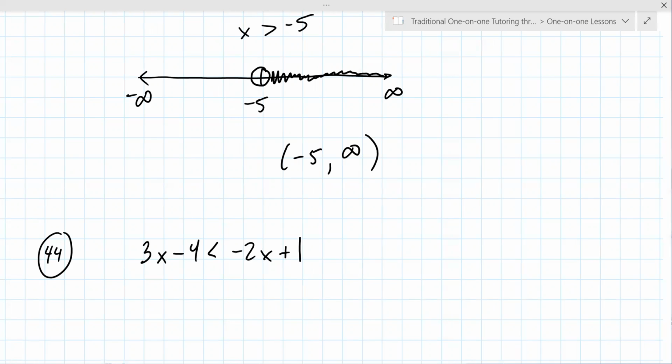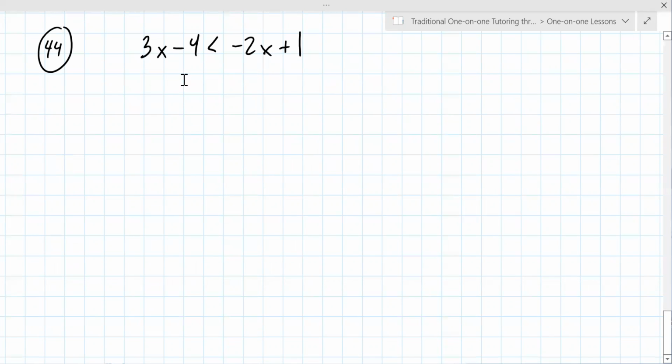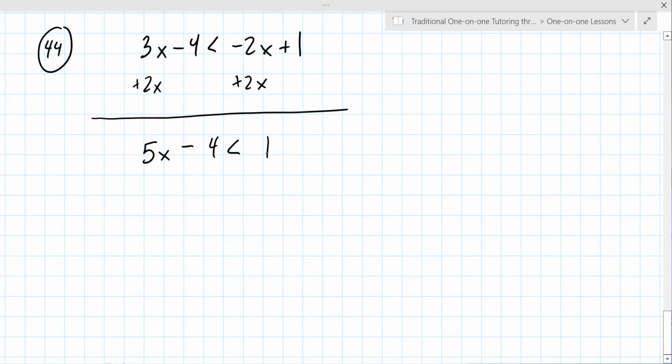And for this one, we are going to combine like terms. I'm sorry, we're not going to combine like terms. We're going to move everything from one side to the other. So we're adding 2x to both sides. 5x minus 4 is greater than +1. I'm going to go ahead and pause here for just a moment.